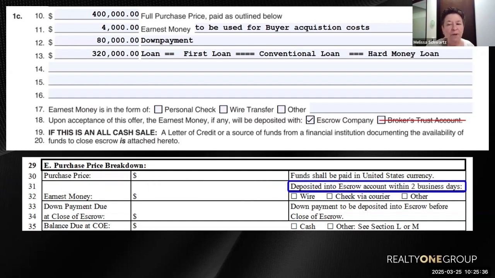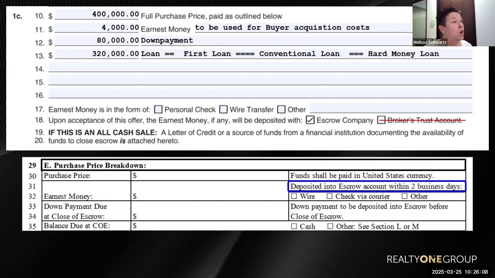So you will notice there's a little twist here. We were talking about when on the AAR contract is the earnest money due. And it actually says on line 18, right? Upon acceptance of this offer, the earnest money, if any, will be deposited with the escrow company, right? But on this other contract, it says earnest money shall be deposited into escrow account within 2 business days. Very clear. You know when it's supposed to be there.